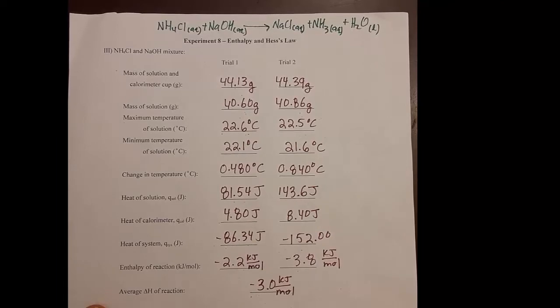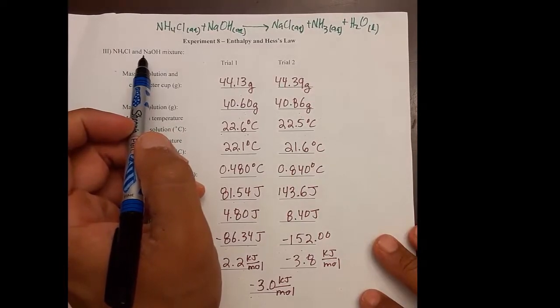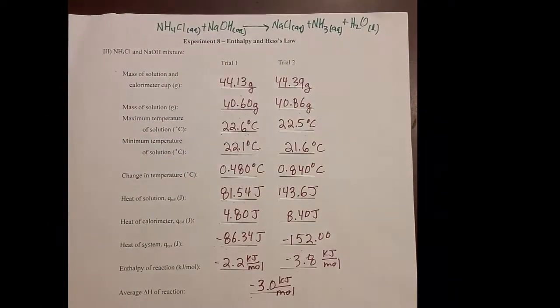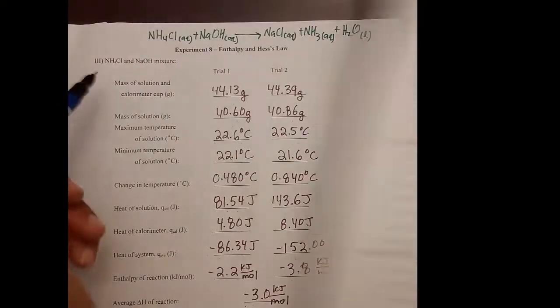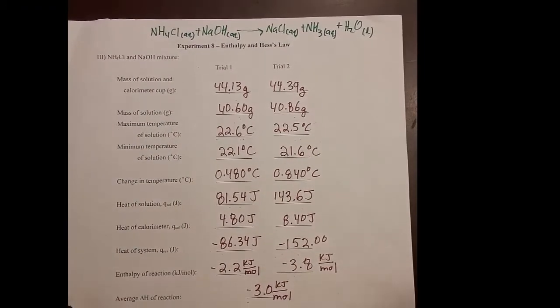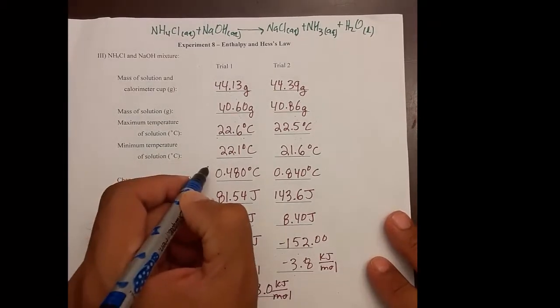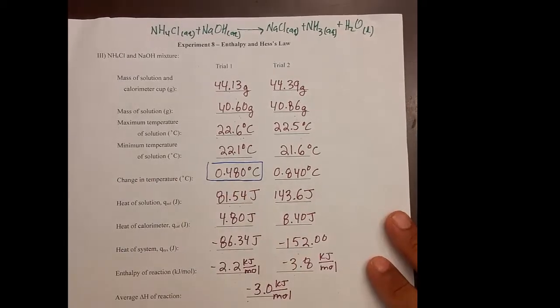Remember, we're monitoring the temperature change. For this reaction, NH4Cl, ammonium chloride, with sodium hydroxide, this is the equation that we get. Where did I get that? It's on page 1 of your handout. Here's the equation for reaction 3, and our task is to get the enthalpy of this reaction, measuring the temperature increase. This is the data that I got. I got a change in temperature that was kind of small for this reaction, 0.480 degrees C.